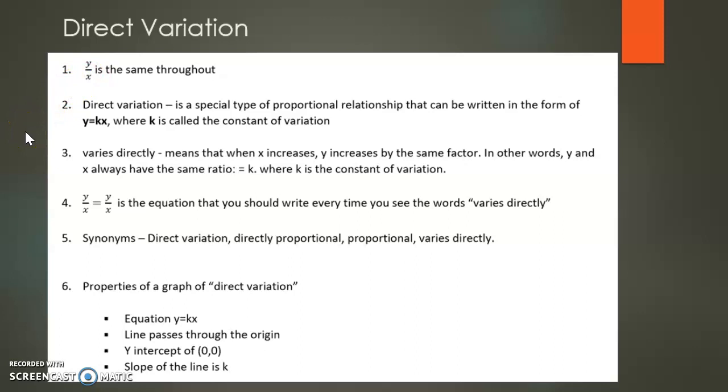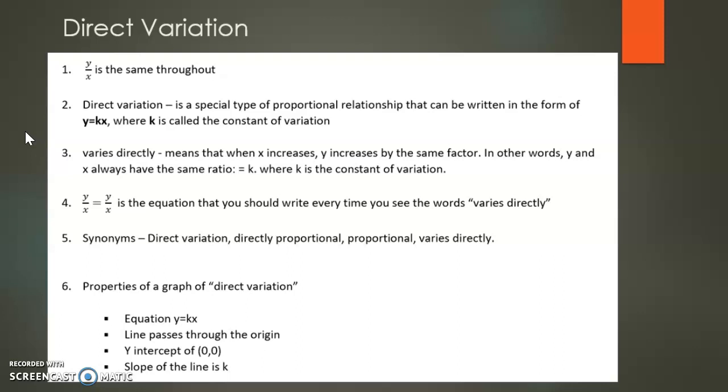Varies directly means that when x increases, y increases by the same factor. In other words, y and x always have the same ratio, which is k, where k is the constant of variation. If you remember the poster by the clock, y over x equals k is the equation that you should write every time you see the word varies directly. The synonyms for direct variation are directly proportional, proportional, and varies directly.